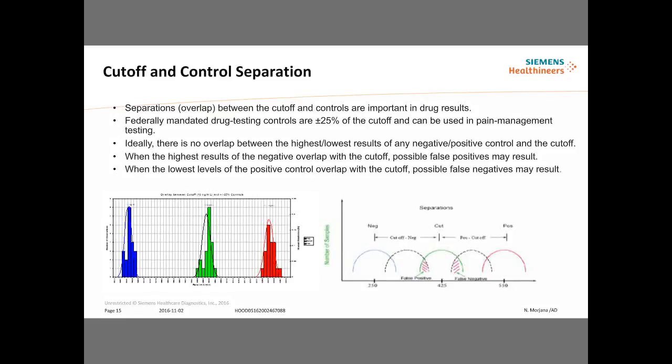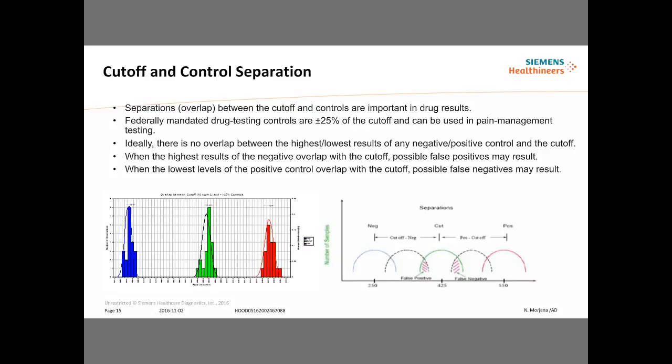In drug testing, it is important to understand the separation between the cutoff and controls, or between the cutoff, a positive sample, and a negative sample. Federally mandated tests require testing controls at plus or minus 25% of the cutoff, and this can be used for pain management testing. If you're running cutoff and controls on multiple replicates, ideally the overlap between the lowest and highest result of any negative or positive control and the cutoff would be zero.